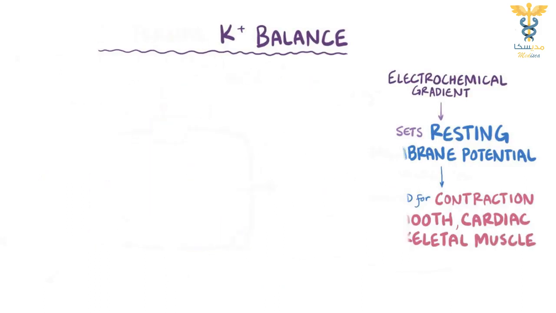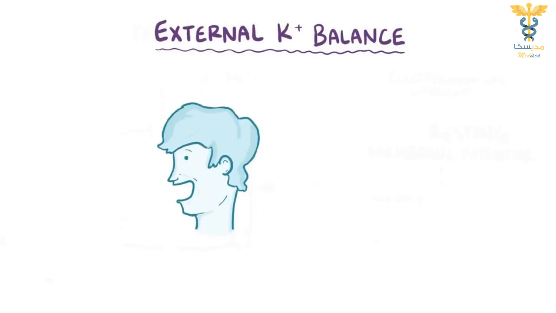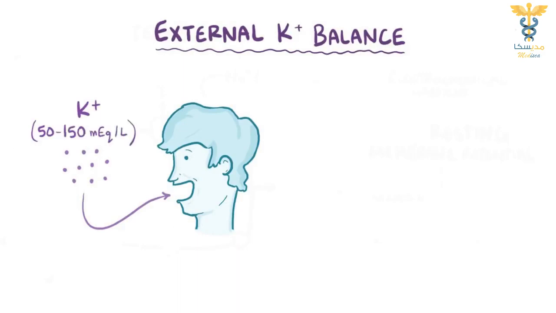Also, though, in addition to this internal potassium balance, there's also an external potassium balance, which refers to the potassium you get externally through the diet every day. On a daily basis, the amount of potassium that typically gets taken in usually ranges between 50 milliequivalents per liter to 150 milliequivalents per liter, which is way higher than the extracellular potassium concentration of 4.5 milliequivalents per liter.